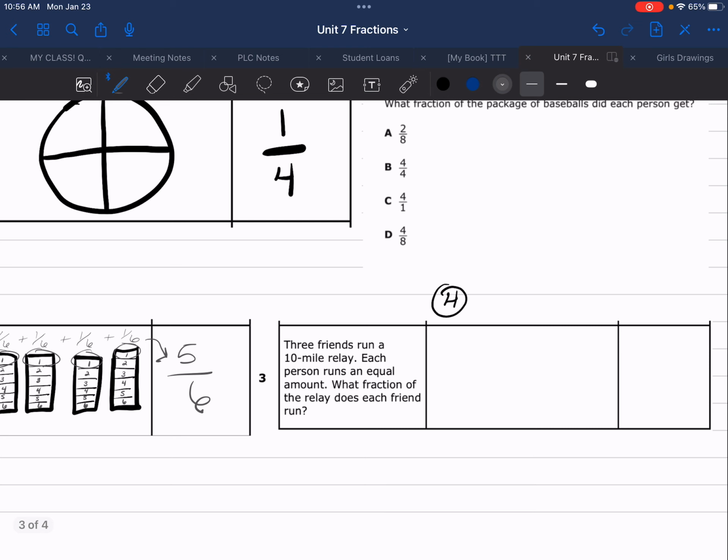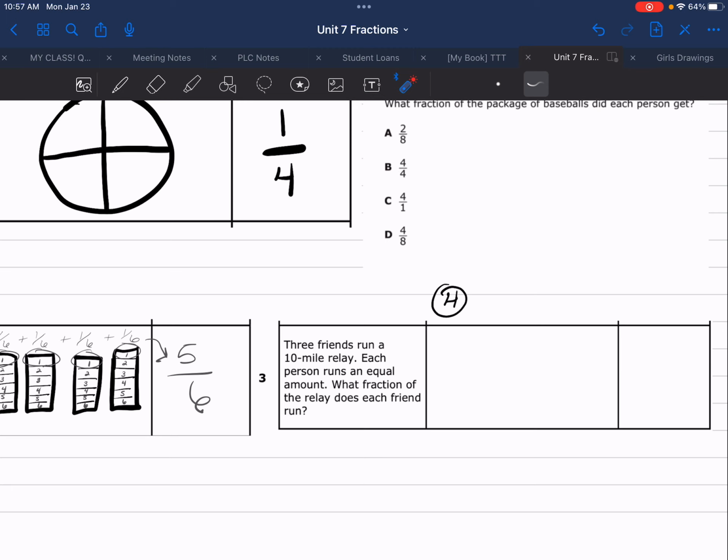This is a similar problem where it cannot be split up equally. It says 3 friends run a 10-mile relay. Each person runs an equal amount. What fraction of the relay does each friend run? So you're going to go to a 4th page on Sketching School and you're going to draw me a representation of a 10-mile relay. Now I'm going to give you a hint. You can just draw the distance as a number line if you want, or you could just draw the distance as a line if you want.